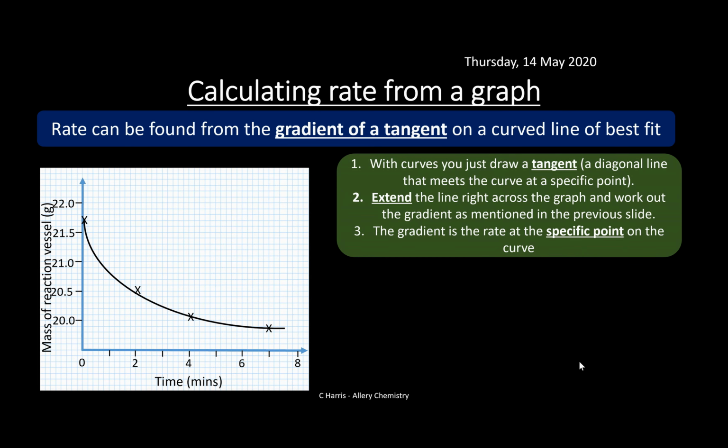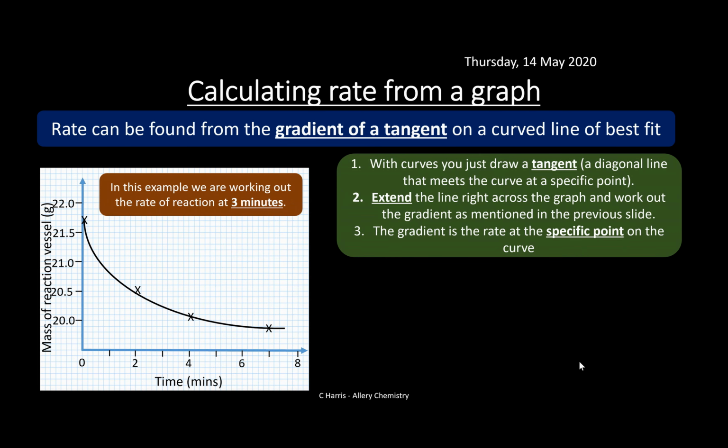So let's have a look. You see we've got the curve graph here. You can see we've got the mass of reaction vessel in grams, and the time in minutes towards the bottom. So in this example, we're going to work out the rate of reaction at 3 minutes. So there it is there. We draw a tangent, it strikes the curve at 3 minutes, as you can see. So there's 3 minutes there, and if we go up, you can see it just strikes the curve at that point. So that's the tangent we're going to use.